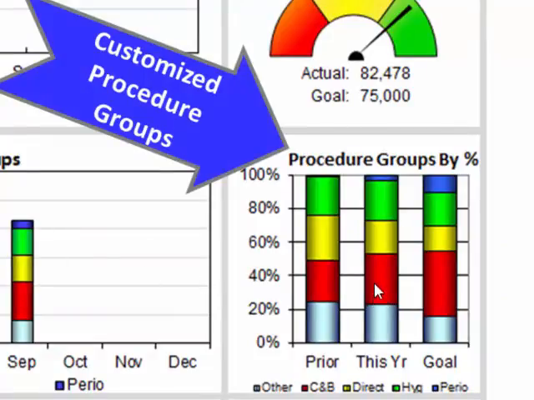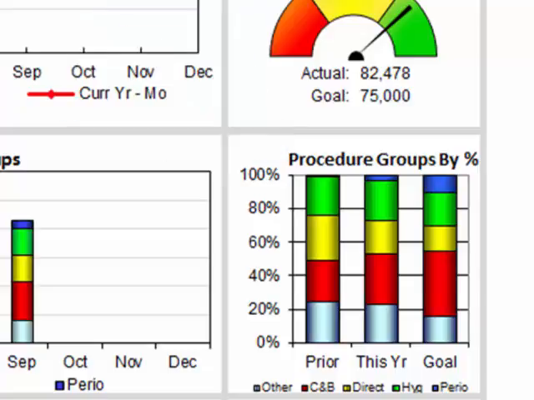Right-hand side, we have goals for customized procedure groups. You're not limited to just the 12 categories the ADA has come up with. For instance, the red might be crown and bridge, using the term loosely, and that includes veneers, onlays, inlays, all your indirect procedures. A lot of those are in the 2000 code range, but you could be doing implant supported crowns. That's the 6000 range. So you can cut across those categories as you define them.